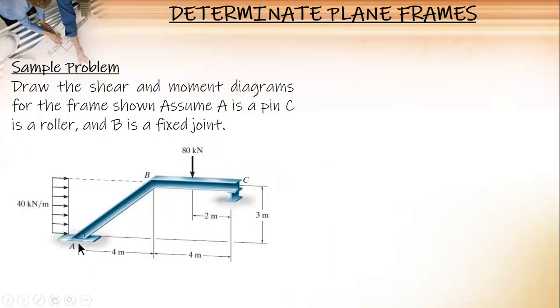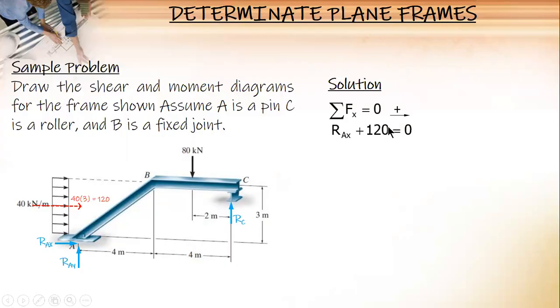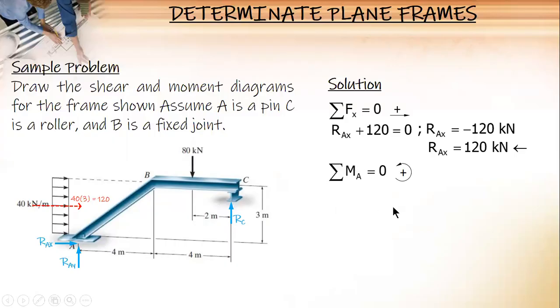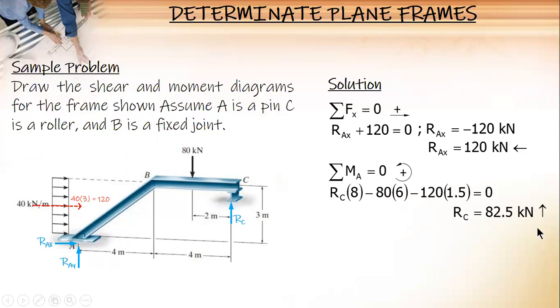So first, again, you start with the reactions, Rax, Ray, and Rc. And then, for forces, since you have this horizontal load, get the resultant, that's 40 times 3, 120. And therefore, to the left, yeah. And then for moment, RC times 8 minus 80 times 6 minus 120 times 1.5. RC is 82.5. And summation of forces in Y.